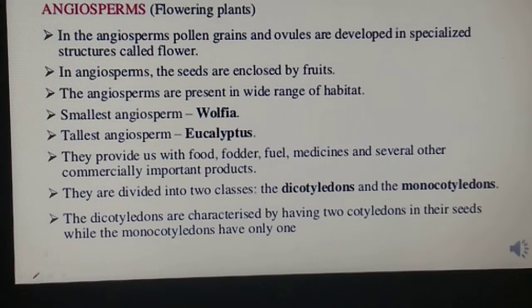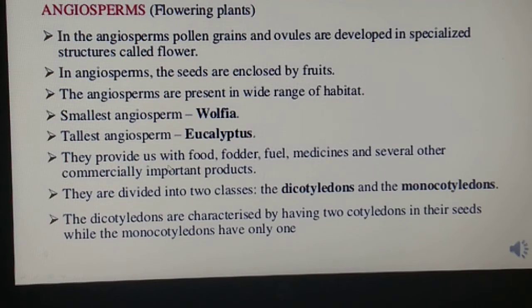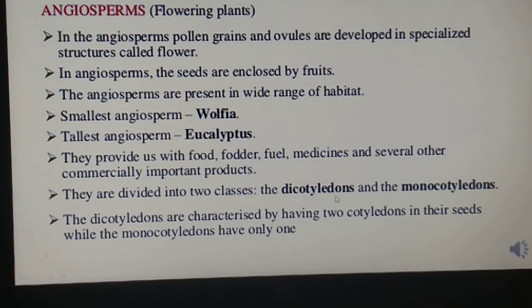The angiosperms are present in a wide range of habitats. Now talking about the smallest angiosperm, it is Wolffia. And the tallest angiosperm is Eucalyptus. So you can see here. Now students, they provide us with food, fodder, fuel, medicines and several other commercially important products. And these angiosperms are further divided into two classes, the dicotyledons and the monocotyledons.